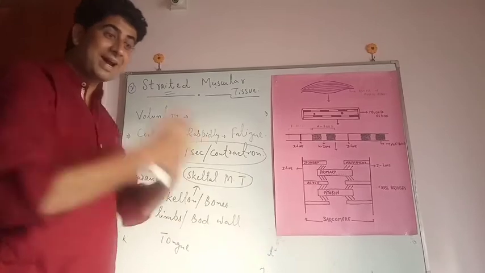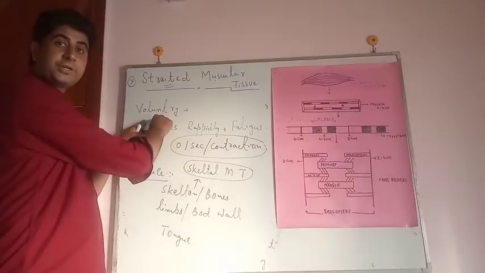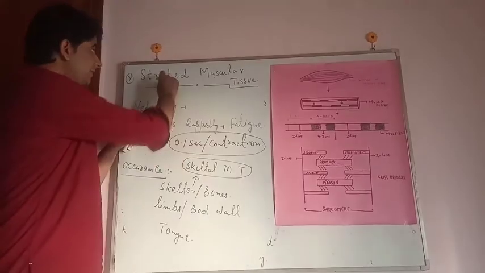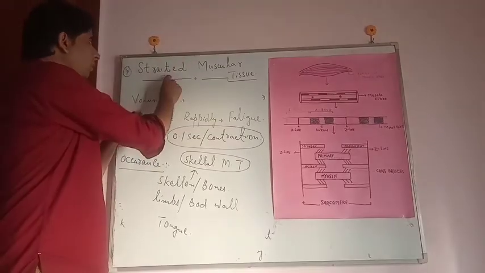And these muscles are under our control. That means these are voluntary in nature. Since this muscular tissue is voluntary in nature, that is why it is also termed as voluntary muscular tissue.